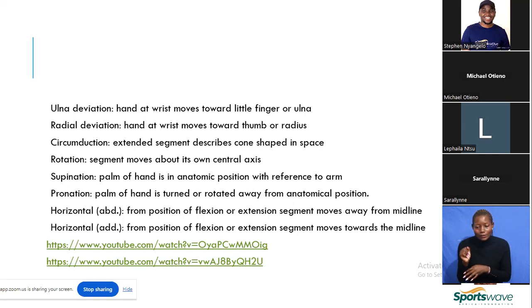Supination, the palm of the hand is in anatomical position with reference to the arm, while pronation, the palm of the hand is turned or rotated away from the anatomical position. Then, of course, you have horizontal abduction and horizontal adduction. Down there, I've given you two links that really explain these movements visually. So you can look at them later when you receive the presentation to understand these movements a bit more. If there was time, I would have shown them.